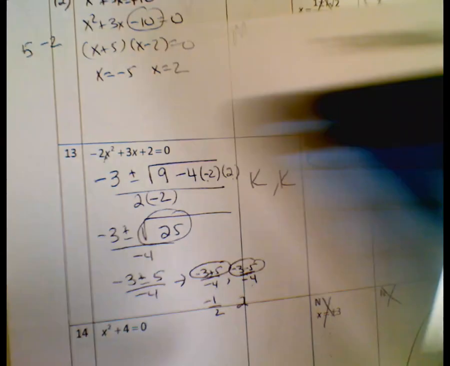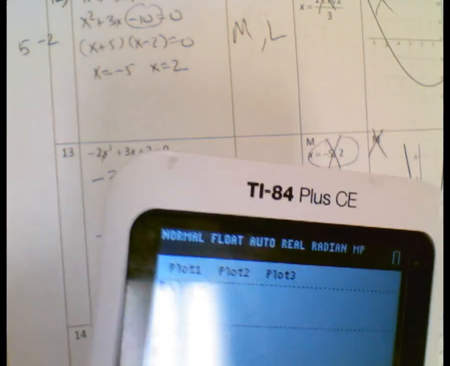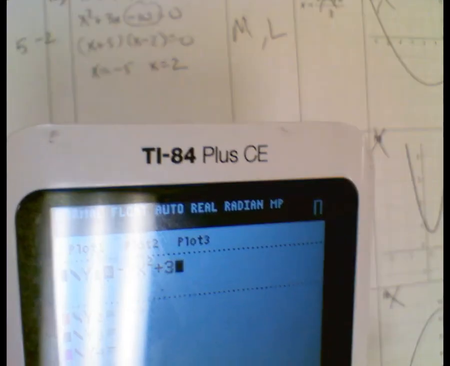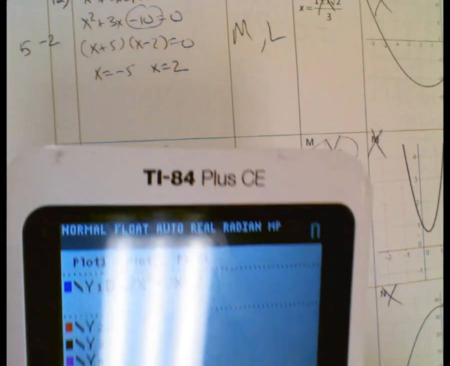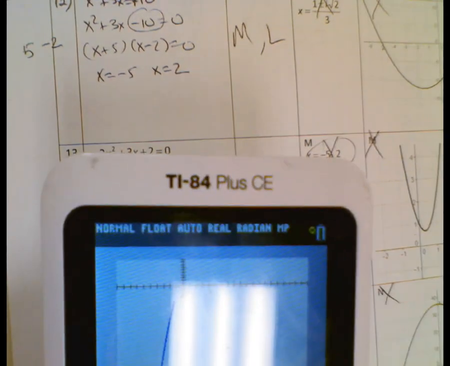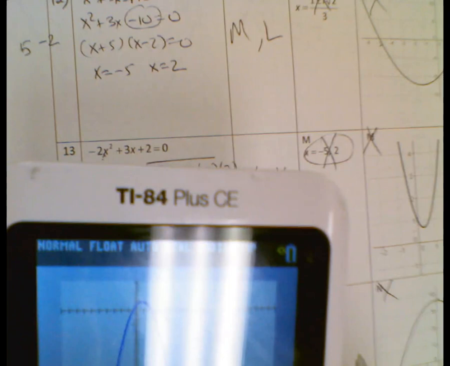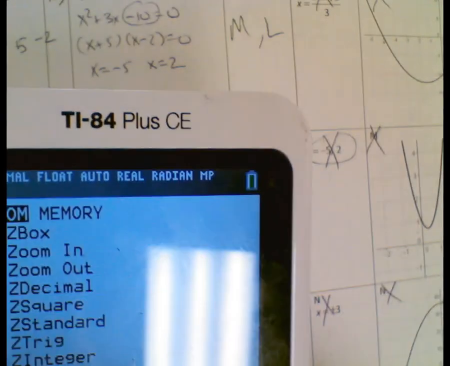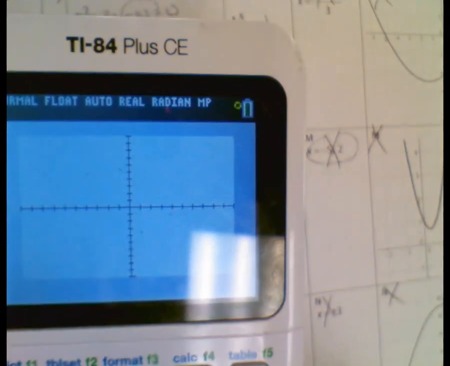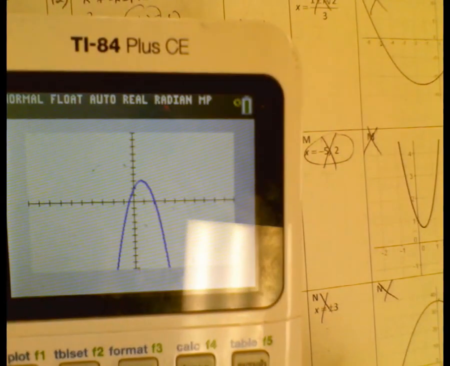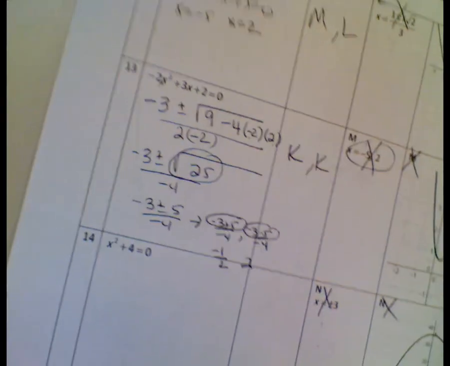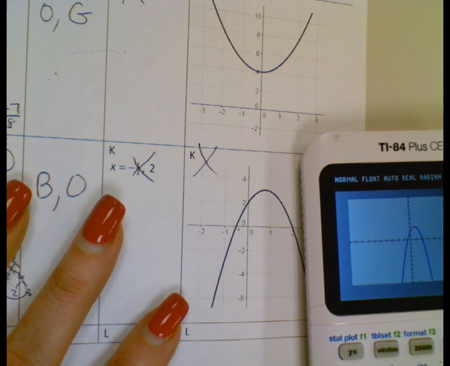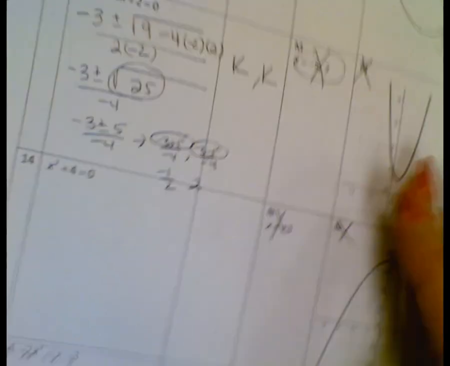You can also get that by graphing it. So if we put in negative 2x squared plus 3x plus 2 and graph. I said it was graph K. Let me go back to Zoom 6. Zoom 6, that gives me my 10 by 10 screen. So that one I just said was K. So it kind of looks like K right there. See? Kind of matches. Okay, 2 more.